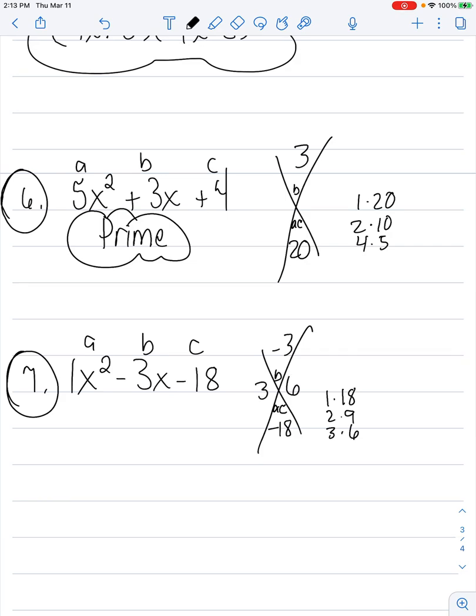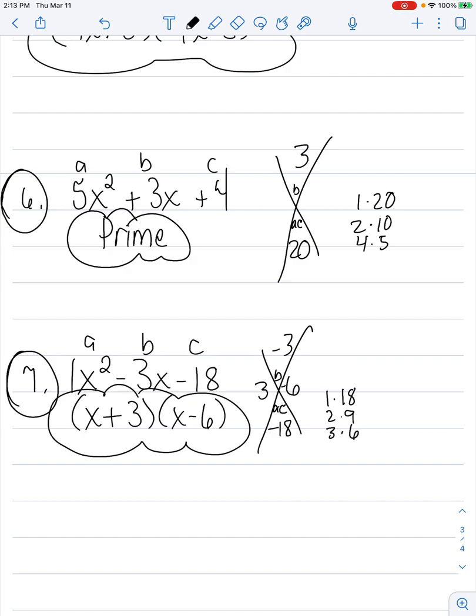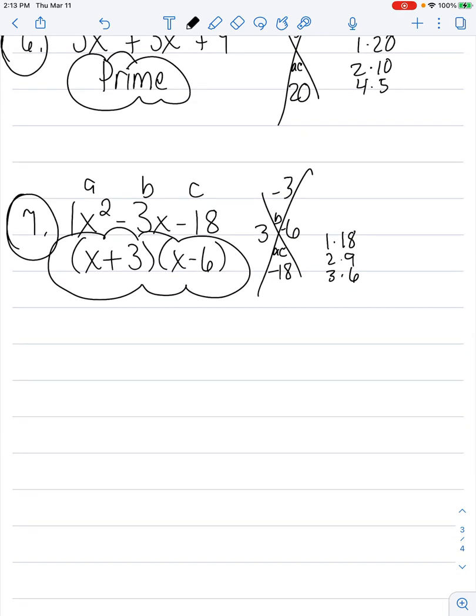I need it to be negative 3. 3 minus 6 is negative 3, and 3 times negative 6 is negative 18. So my two factors are going to be x plus 3 times x minus 6. Those are my two factors of x squared minus 3x minus 18. And let's do our last one. I'd like for you to completely factor 6x squared plus 23x plus 20.